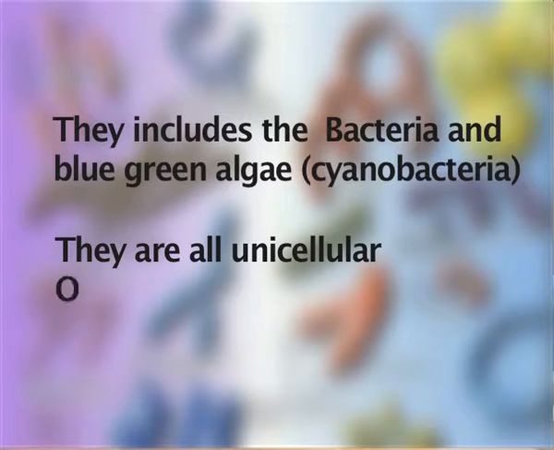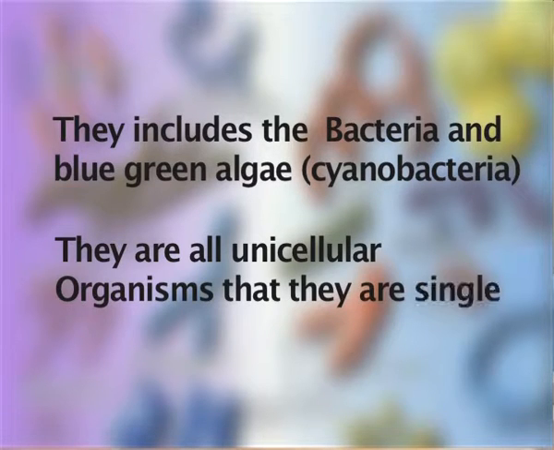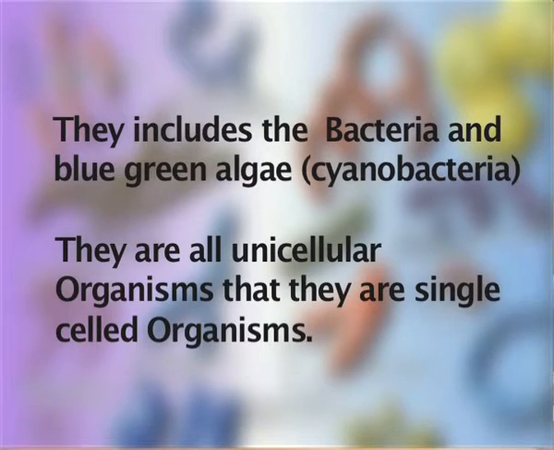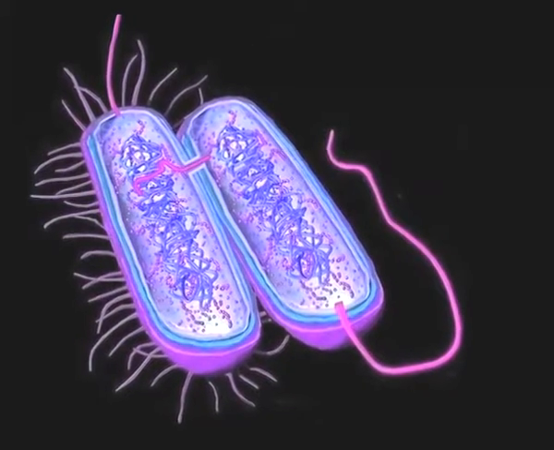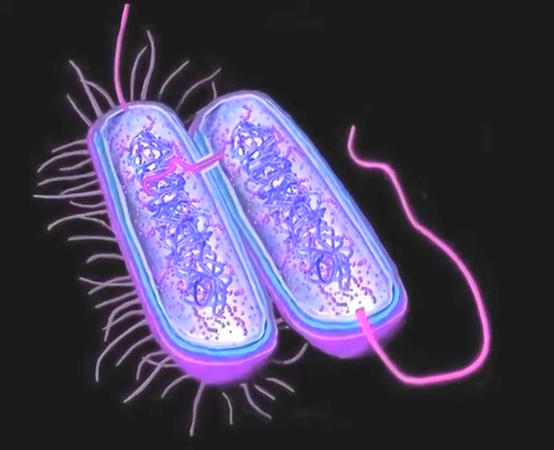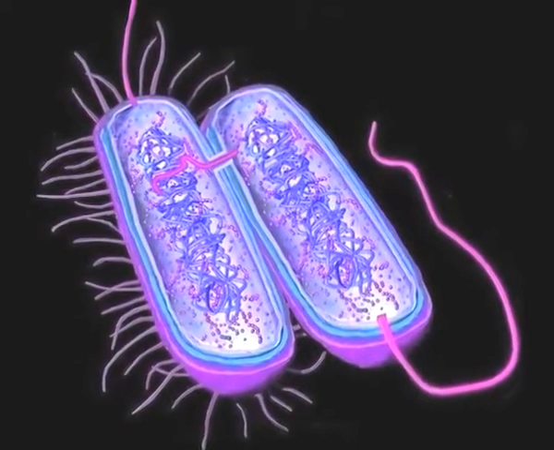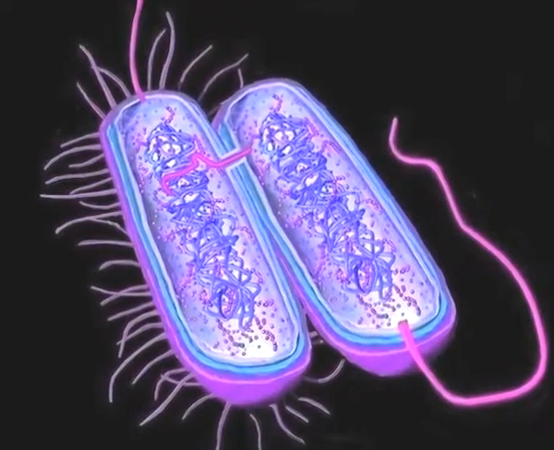They're all unicellular organisms, that is, they are single-cell organisms. So, the moment we say prokaryotic unicellular organism, immediately it should come to your mind that we are talking about the bacteria, the cyanobacteria, that is, we are talking about the Kingdom Monera. We are talking about the eubacteria. Let us now study about the various parts of this unicellular organism.